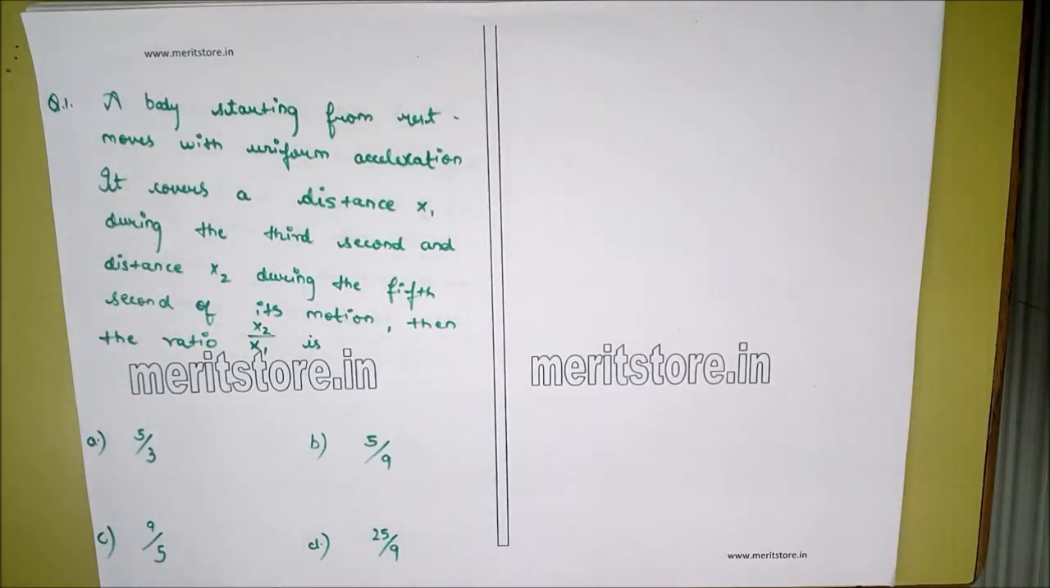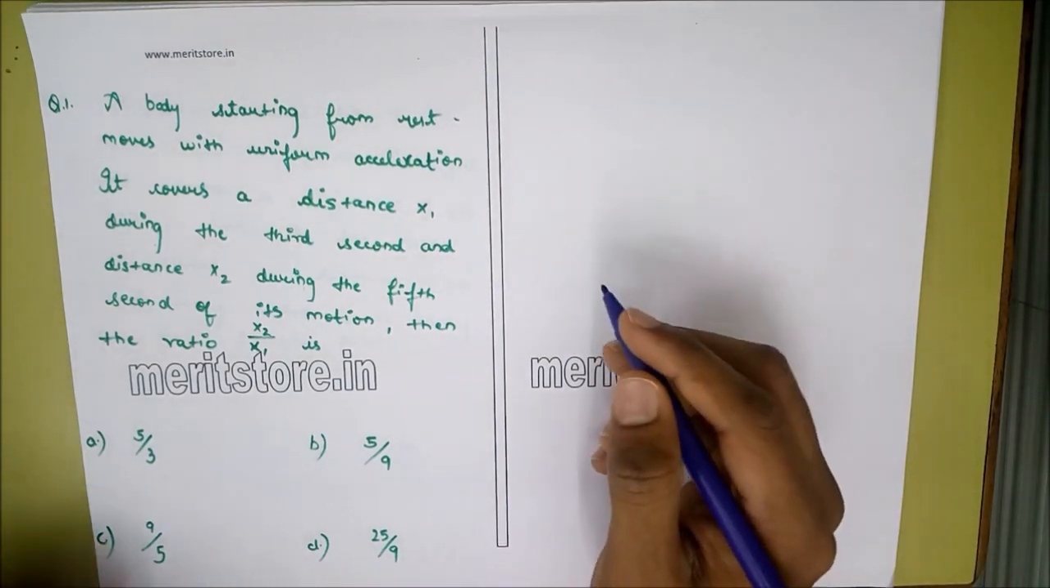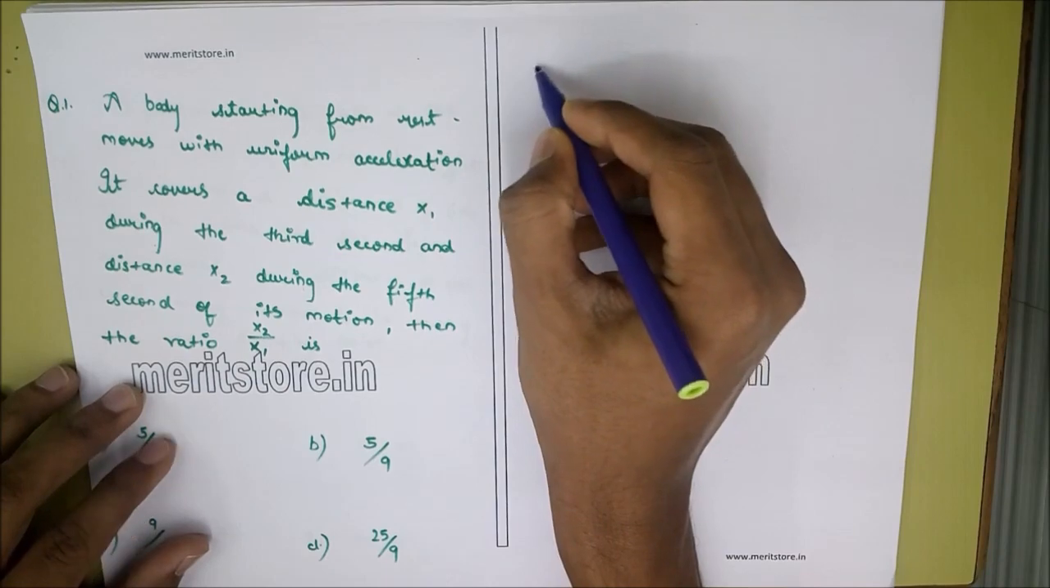A body starting from rest moves with uniform acceleration. It covers a distance of x1 during the third second and distance x2 during the fifth second of its motion. Then the ratio of x2 by x1 is, four options: 5 by 3, 5 by 9, 9 by 5 and 25 by 9. So in order to solve this, let's use the kinematic equation.